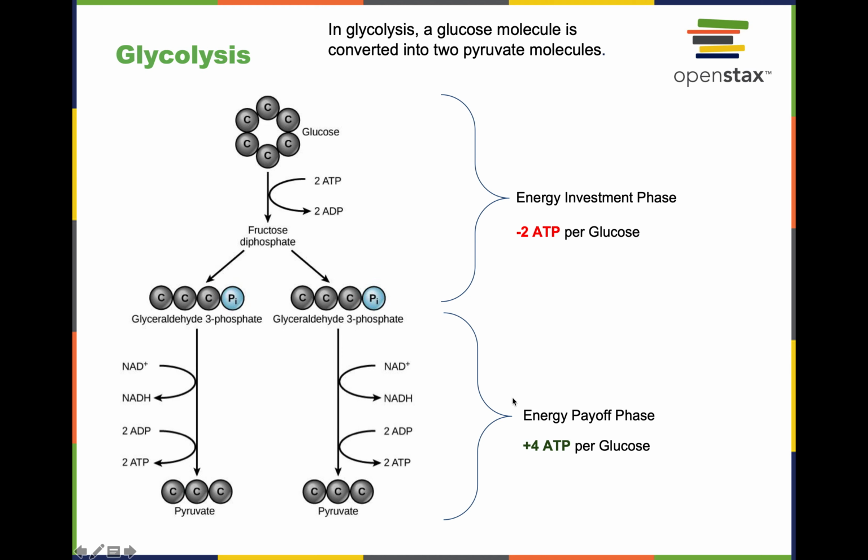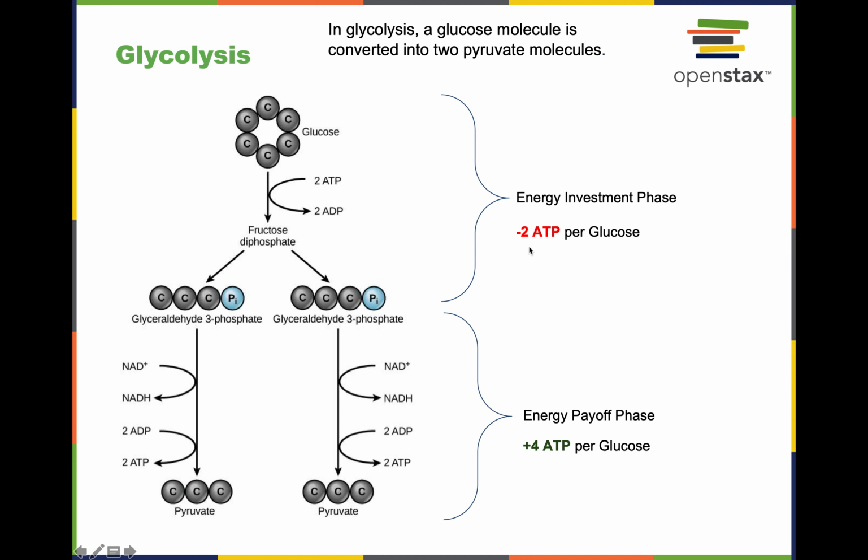synthesized. It's really important that you note these numberings. So for one of these glyceraldehyde 3-phosphate molecules, there's 2 ATPs made. But from one glucose, you get 2 of these. So then altogether, as the result of glycolysis, 4 ATP molecules are made during the energy payoff phase.